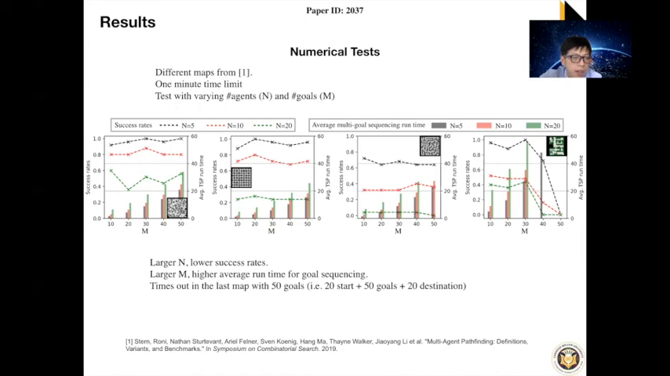On the other hand, the success rates are relatively stable with respect to the number of goals in the first 3 maps. Additionally, if we look at the average runtime of goal sequencing, it increases as we have more goals and more agents. Also, for the last map with 50 goals, the transformed graph in this case contains 20 starts, 20 destinations, and 50 goals, so totally 90 nodes. In this case, the algorithm times out in all instances, which indicates the limit of the current approach.